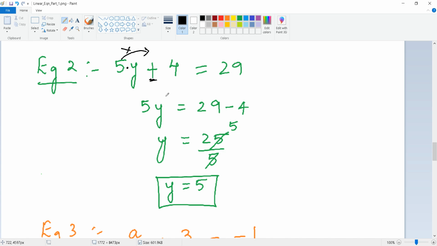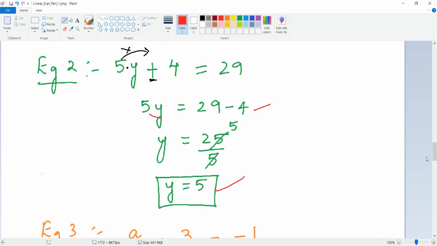So 5y equals, when 4 goes to the other side, it was plus 4, so when it goes this side, it becomes minus 4. So you get 29 minus 4, which is 25. Now you have 5y, so the 5 goes to the other side. When it goes down, it's division. So 25 divided by 5. Again you get 5 5s are 25. At the bottom you just have 1. You don't have to write that. So y equals 5.